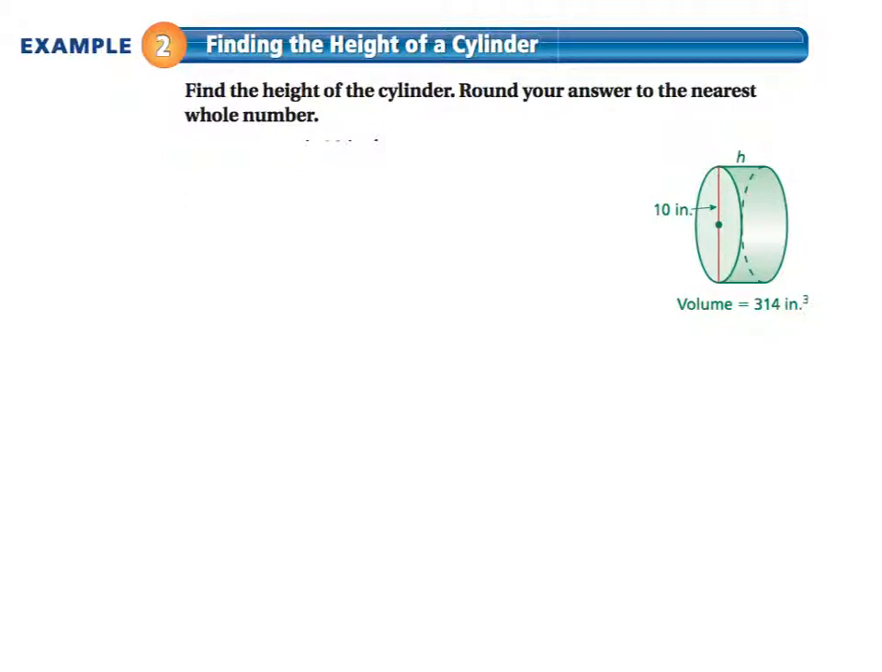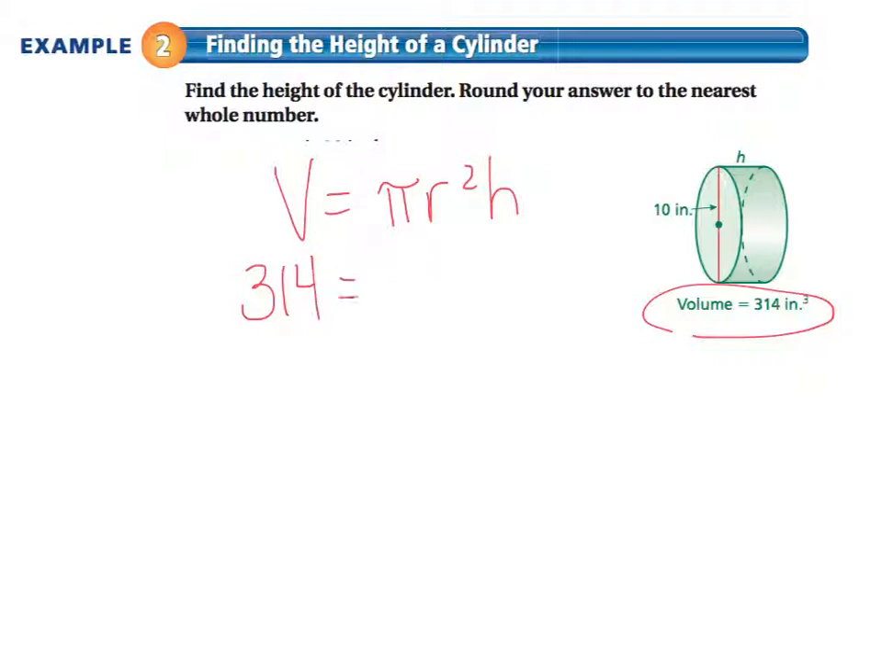So let's find the height of the cylinder given the volume. Volume equals pi r squared multiplied by the height. If I plug in the volume, that's 314, equals pi multiplied by the radius squared, and it looks like the diameter is 10, so the radius is 5 squared, times height. Here it says round our answer to the nearest whole number, and it looks like they've used pi, so I'm just going to plug in 3.14, multiplied by 25h.